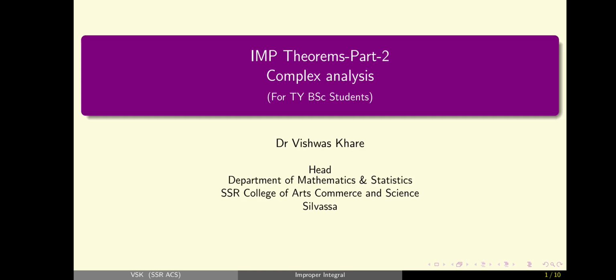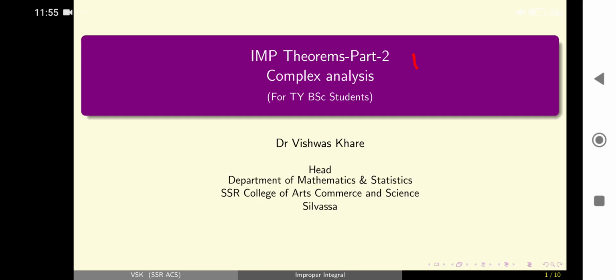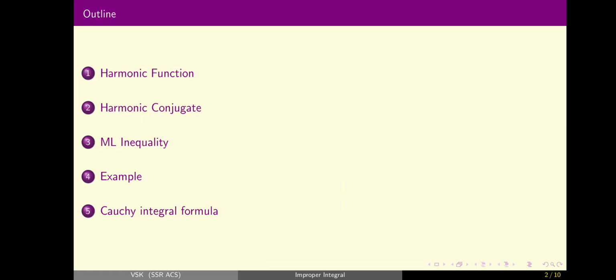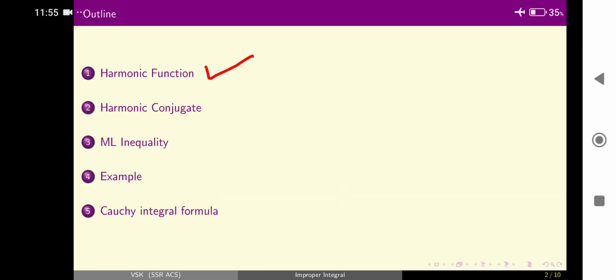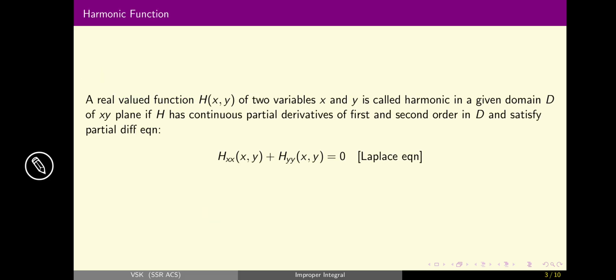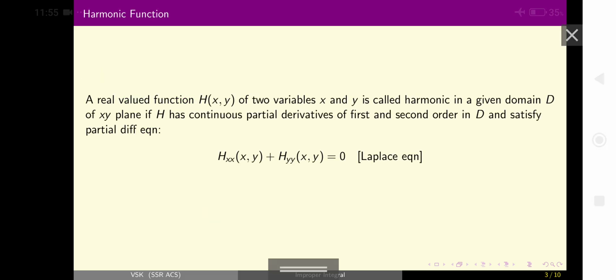The topic of this lecture is Important Theorem Part 2 of Complex Analysis. We'll cover these points in this lecture: harmonic function, harmonic conjugate, ML inequality, example, and Cauchy integral formula. So let us start with harmonic function.